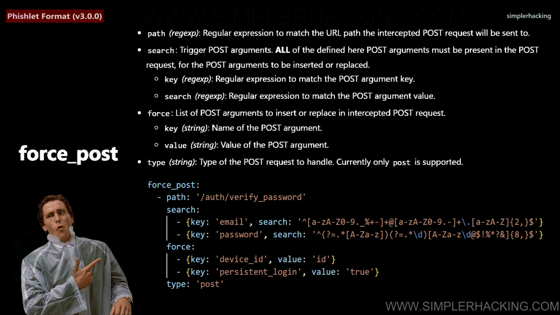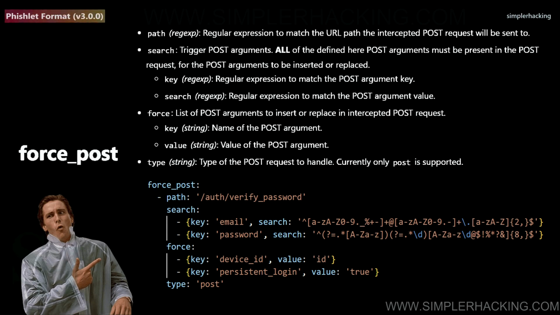Force is a list of post arguments that you want to insert or replace in the intercepted post request. You basically can manipulate the data that is sent to the server by modifying both the key and value of the post arguments. This section is broken down into two parts as well, starting with key. Key is the name of the post argument, for example, the field name for the username or password, and value is the value of the post argument, which could be dynamically replaced with another value or modified for your needs.